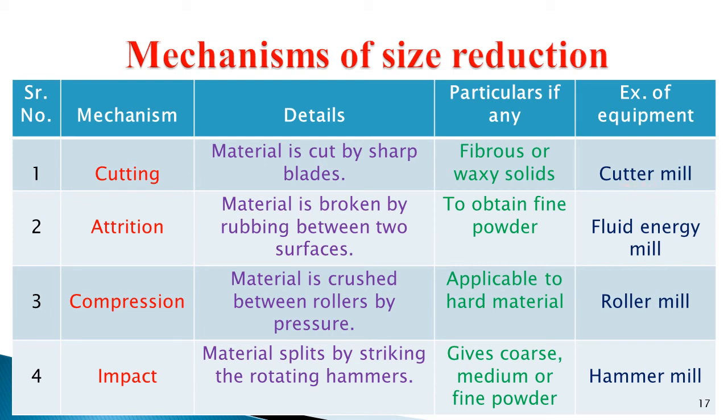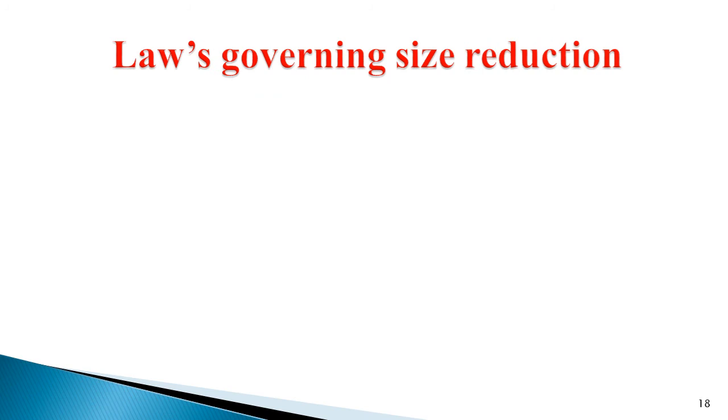Cutter mill involves the mechanism of cutting. Fluid energy mill involves the mechanism of attrition. Roller mill involves the mechanism of compression, and hammer mill involves the mechanism of size reduction that is impact. Next point, laws governing size reduction. Here the laws explain or account for the energy requirement for size reduction.